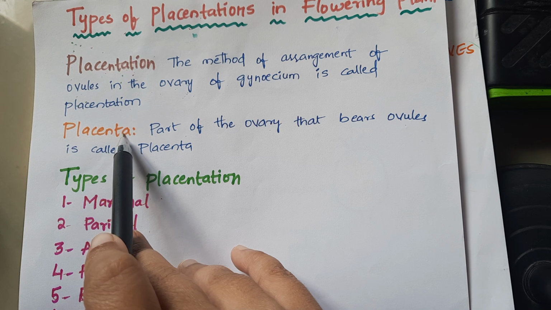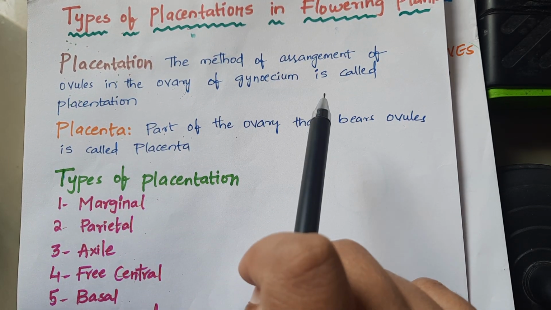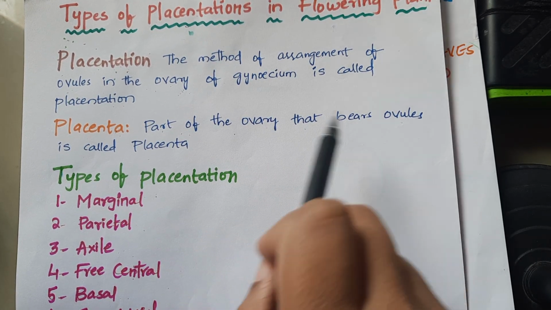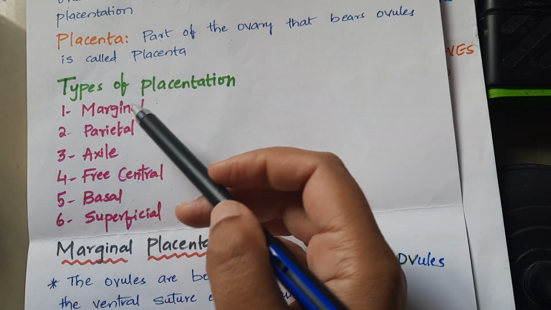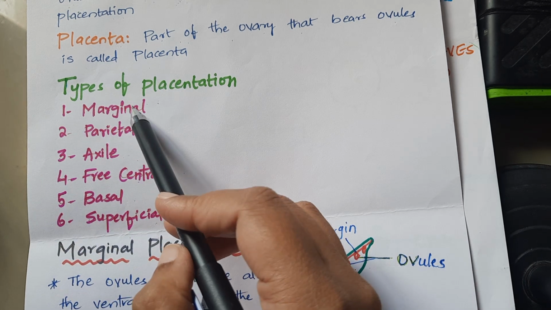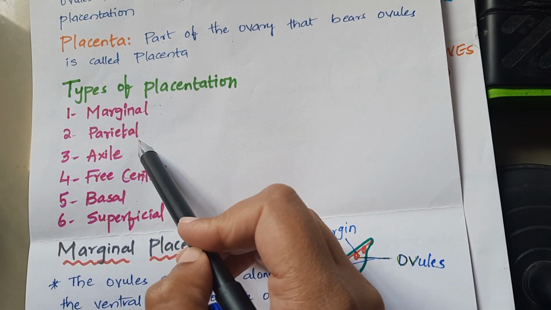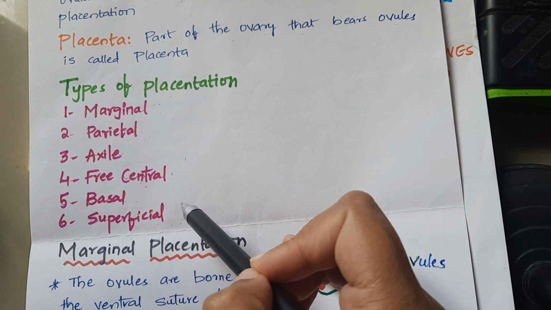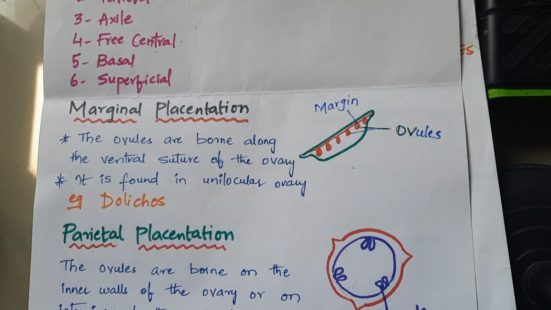Then what is placenta? The part of the ovary that bears the ovules. A part in the ovary which consists of ovules, we call the placenta. There are different types of placentations seen in flowering plants. First is marginal, second parietal, third axile, fourth free central, fifth basal, and sixth superficial. So these are the 6 types of placentations.